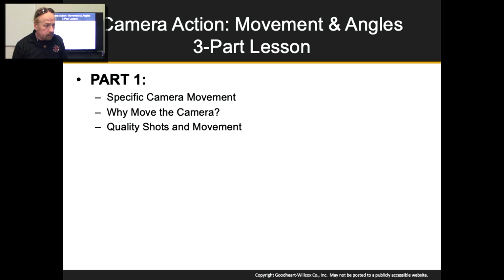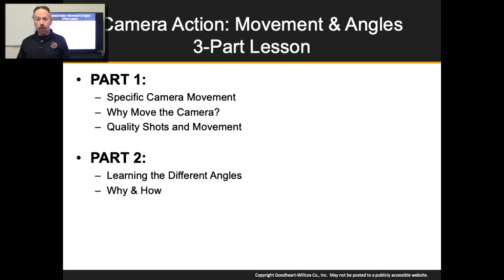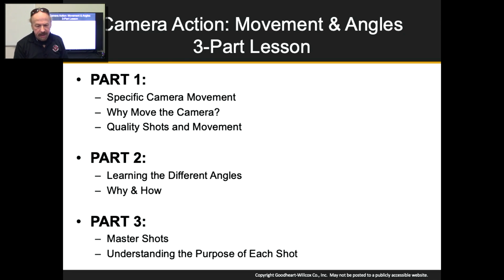So, part one, specific camera movement. What is the camera going to do? Why move the camera? Quality shots and movement. We're going to talk about that today. Part two, we're going to talk about specific different camera angles. Horizontal angles, vertical angles, okay? What their names are, how you can use them, okay? And then we're going to talk about master shots. What is a master shot? Why do you have a master shot? And understanding the purpose of each shot.